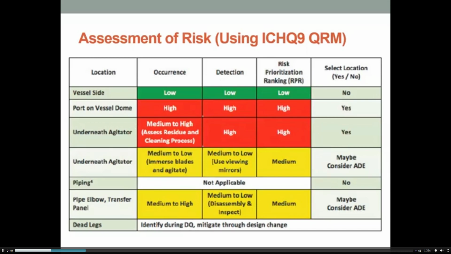This is an example of an assessment of risk using the ICH Q9 Quality Risk Management tool. So what they've done here is they've looked at the location of certain pieces of equipment, and they have looked at the risk of occurrence, the risk of detecting or not detecting a problem if it was to occur in relation to cleaning, and they have given each of those a risk prioritization ranking. So this is a tool that is often used in cleaning to put your energies where they are most needed and to make sure that areas of biggest risk are being managed appropriately.